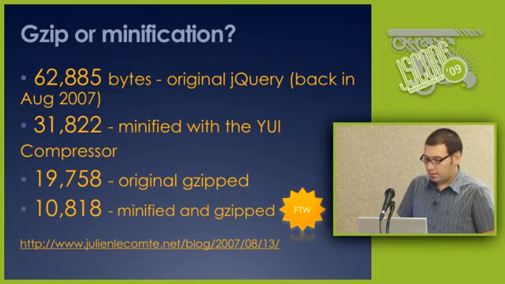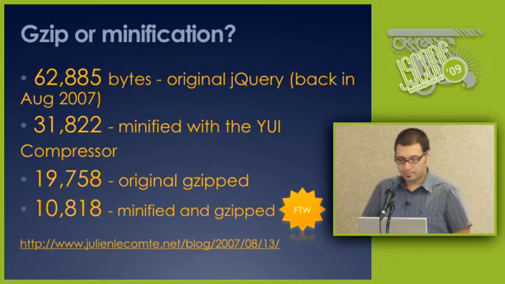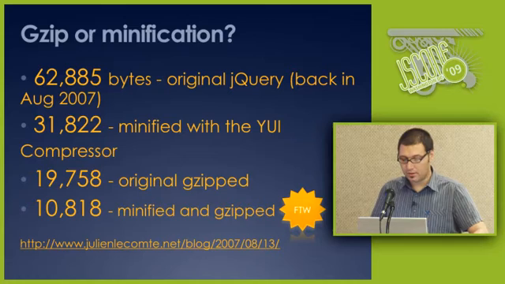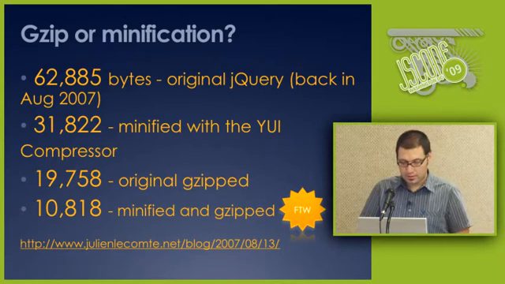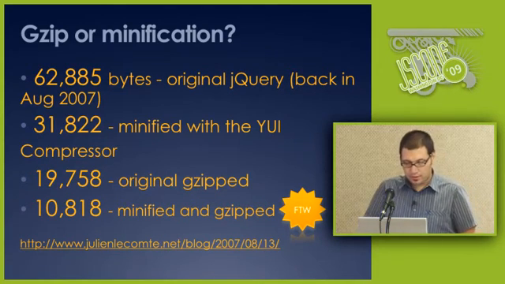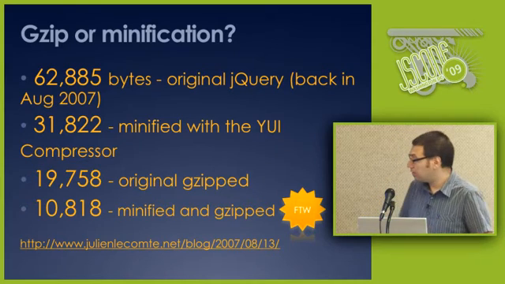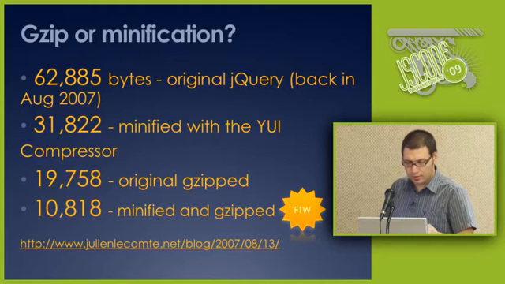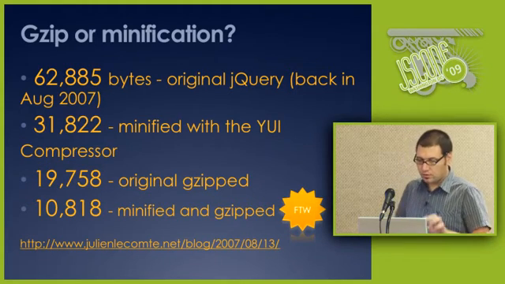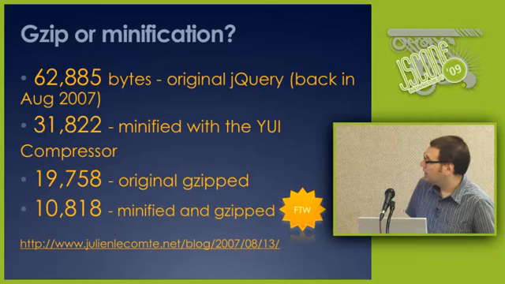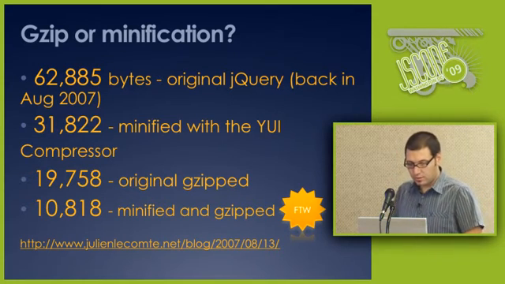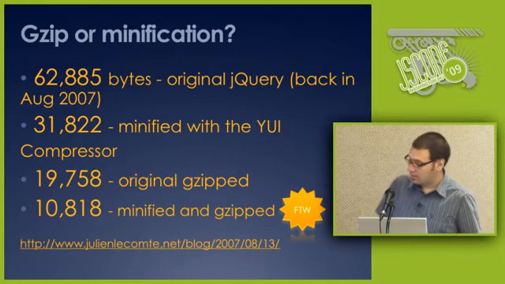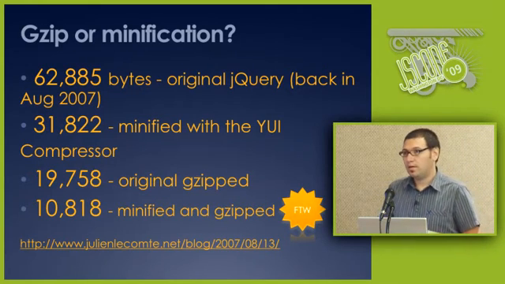So the comparison: some people say, okay, I'm gzipping already, I'm sending the compressed content, why do I care about minification? This is Julian, the creator of YUI compressor. He took jQuery, it was an experiment back in August 2007. It was 60K, the gzipped version was 20K, and if you minify and then gzip, then you get only 10K. So just do both.